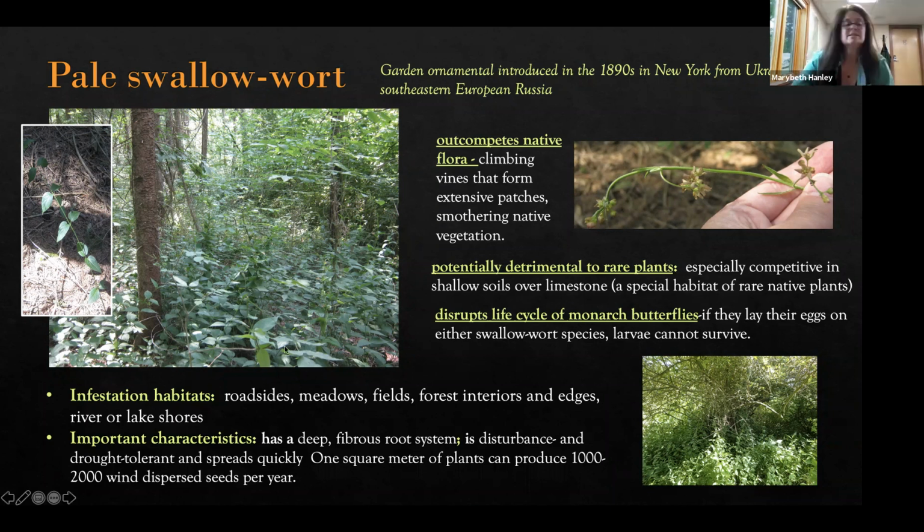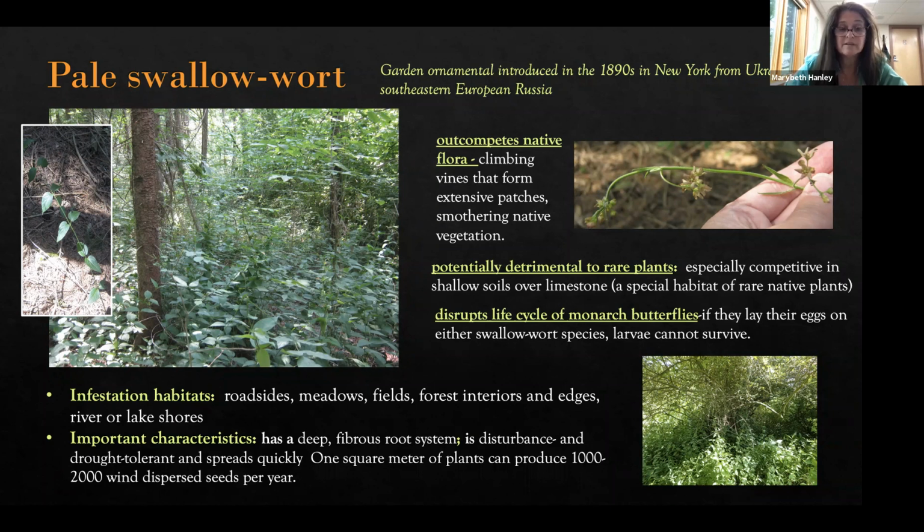Now, you can see this on the side of the road. You can see it in fields, but you can also see it in the middle of the woods. So this is one picture of it in the middle of the woods. This picture on the right is in the middle of a field, completely growing up this big overgrown shrub. It also has a deep fibrous root system.